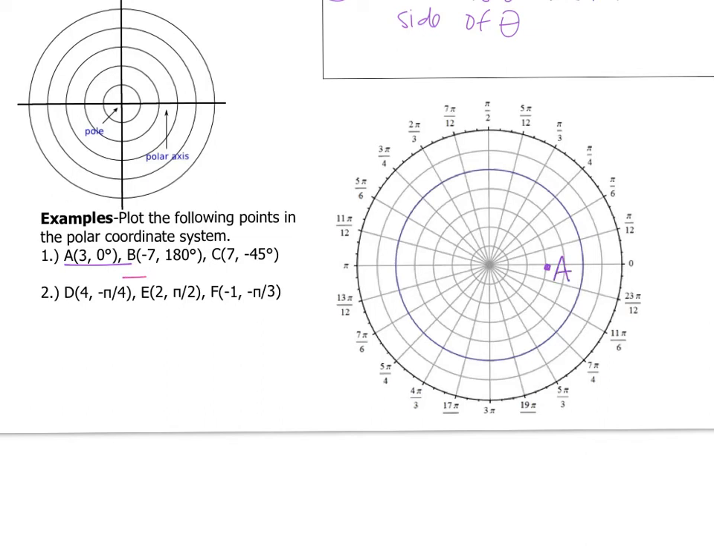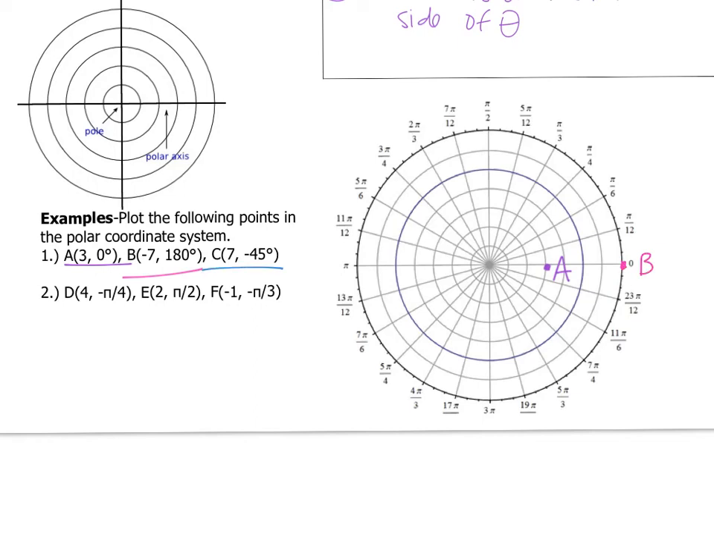For the next one, point B, this is where it gets a little tricky. So the angle 180 degrees, the terminal side of that is right here. But notice that that value of r is negative. So I'm not going 7 units that way, I'm actually going 7 units in the opposite direction, which leaves me right here. So terminal side is here, but with a value of r of negative 7, it's like I'm going backwards 7. So B would actually be right here.